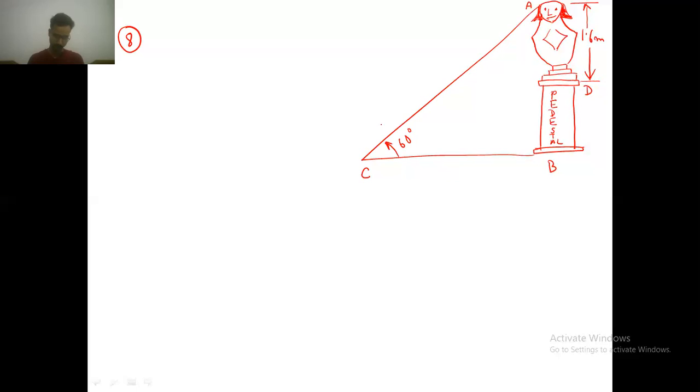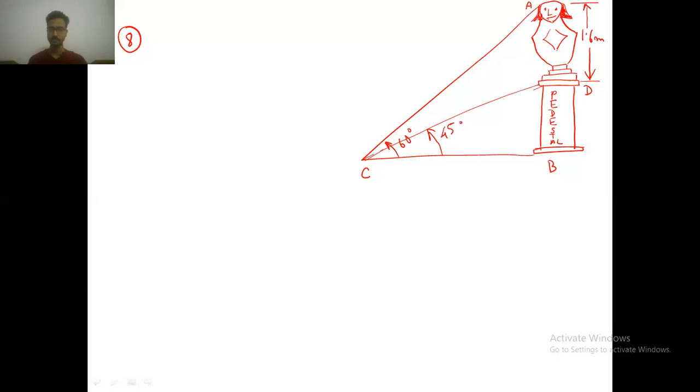And from the same point, that means from the point C, the angle of elevation of the top of the pedestal is 45 degrees. Now, I have just told you that the top of the pedestal is point D. From the point C, the angle of elevation of the top of the pedestal is 45 degrees. That means you have to join DC. This is the point D, yes or no? This is your 45 degrees.